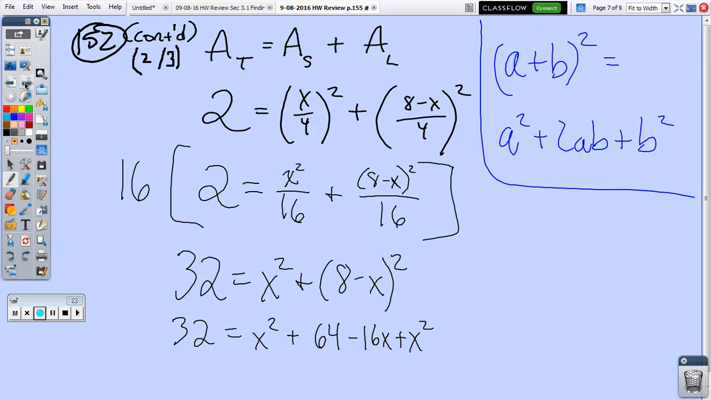We wanted to get rid of the fractions, so we multiplied everything by 16. Anyone have any questions about this? You're allowed to multiply both sides by some non-zero constant, and it won't affect the equation at all. Now we're here. We expanded this, and again, if you forget this, don't worry about it. Just do it the long way and be safe. And now we're here. Before we move forward, any questions thus far on 152?